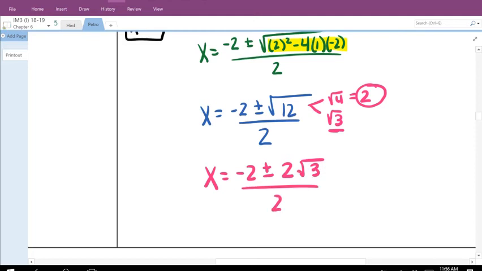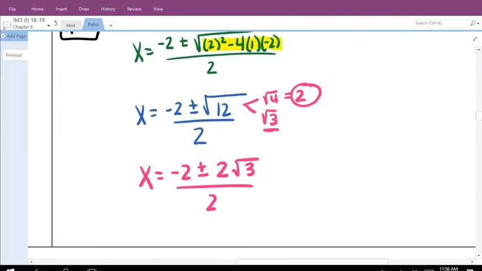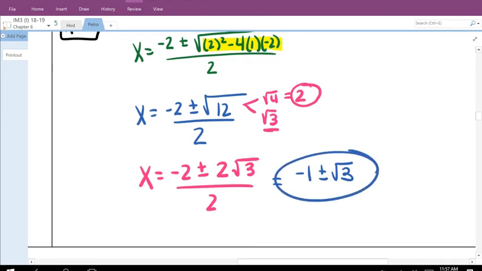Now, I would have accepted this answer on the test, but you could go further, and on the SAT it would be completely simplified. What number goes into all 3 of these pieces here? 2. So when you divide each one by 2, you get -1 plus or minus the square root of 3, and we're done. I divided each one of them by 2, if you get stuck on where that came from.